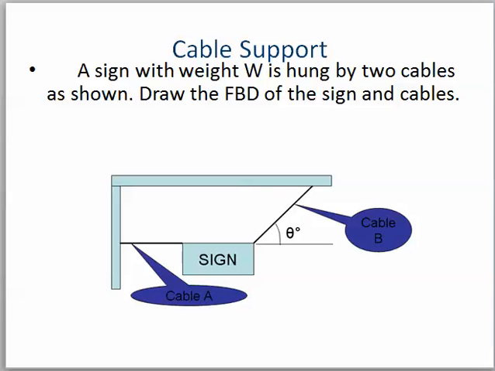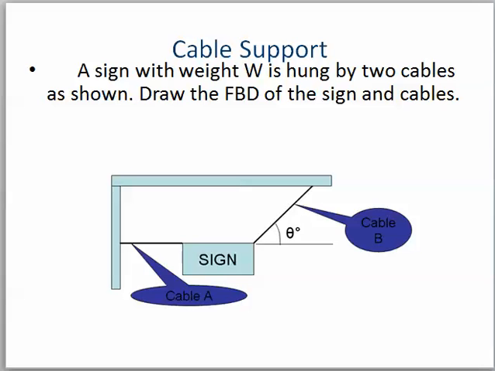A sign with weight W is hung by two cables as shown. Draw the free body diagram of the sign and cables. I'm going to give you a few seconds here. Hopefully you've drawn your own to see how you're doing. If not, go ahead and pause this and draw it, and put it in the problem section of our notes.